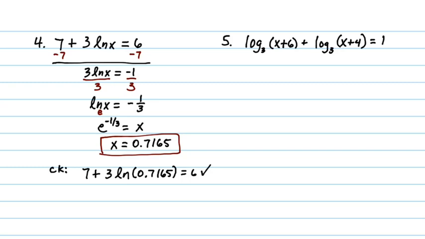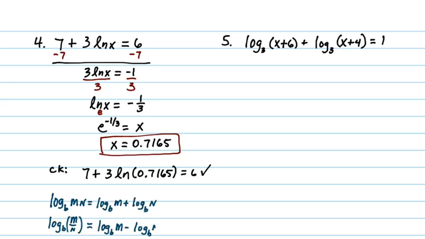So remember, we've got 2 properties we can use for a case like this. We're going to end up using both of these. In this case, we have a sum of logs, so we're going to use the product rule. But there's also going to be problems where we'll be using the quotient rule. So you want to keep these in your mind. It's one reason why I want you to memorize these, so that when you run into a case like this, you know that you can combine those 2 logs into 1.